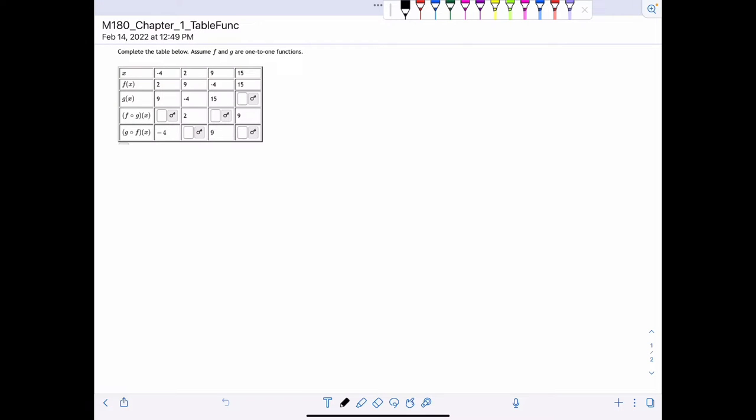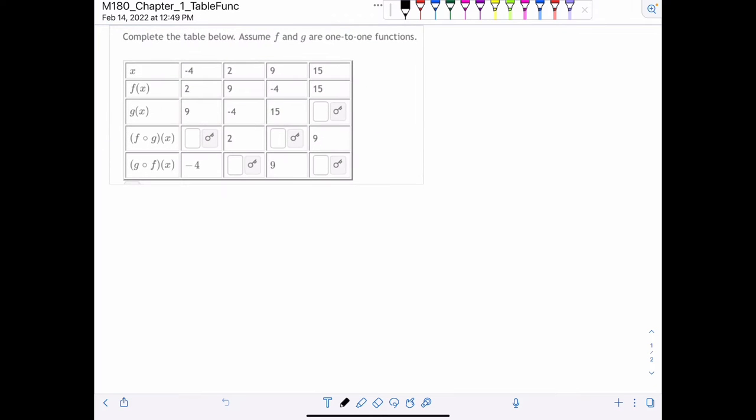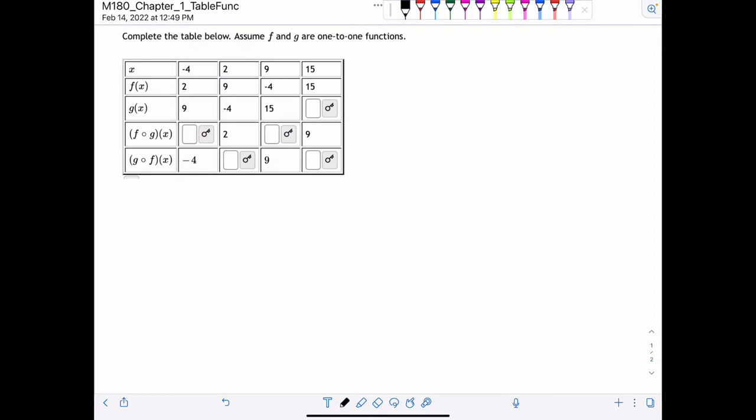Hi. So in this example, we're going to take a table of values and find some outputs for F, G, a composition, and then the reverse composition. So the first thing we'll need to do is take a look at column by column and fill in column by column. So the first column here, it looks like we're missing F composed of G of negative 4. So let me go ahead and write that out. So we'll have column 1.